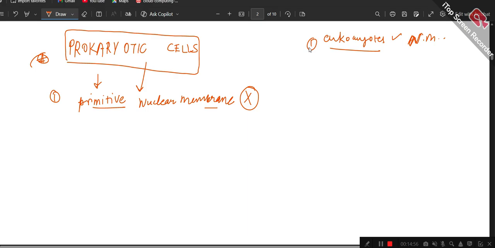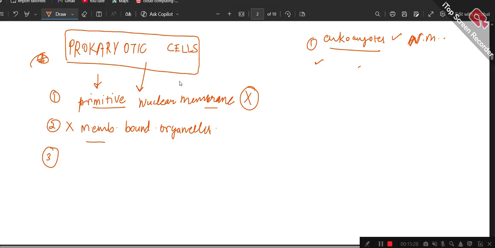Also, there are no membrane bound organelles. Organelles found in this type of cell are not membrane bound. In eukaryotes, there are membrane bound organelles like Golgi bodies, mitochondria, endoplasmic reticulum. Apart from ribosomes, all of them are bound with a membrane. So this is the second major difference between them.